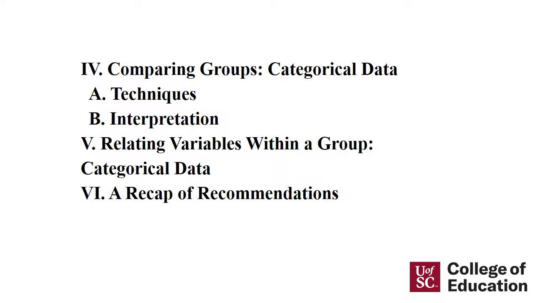5. Relating variables within a group, categorical data. When one is examining relationships among categorical data within one group, it is recommended to construct cross-break tables and calculate contingency coefficients. 6. A recap of recommendations.